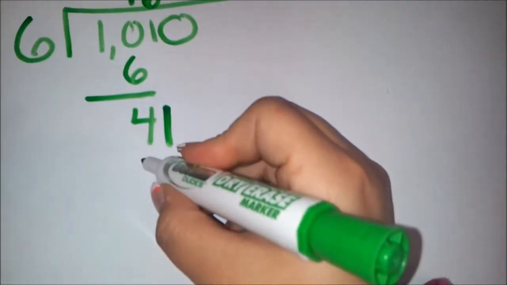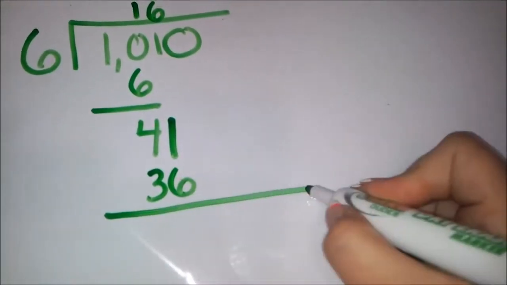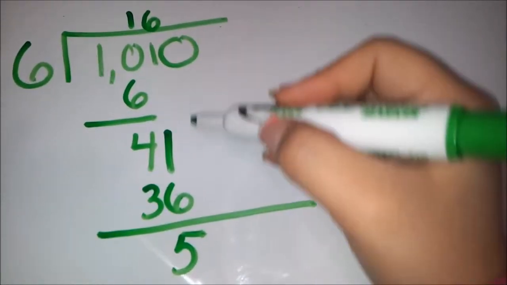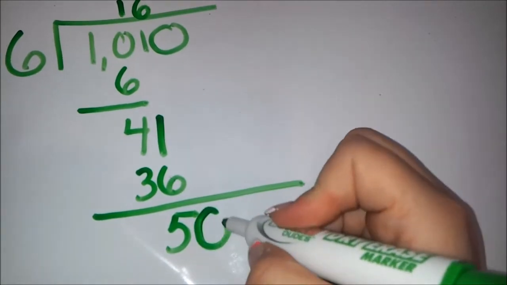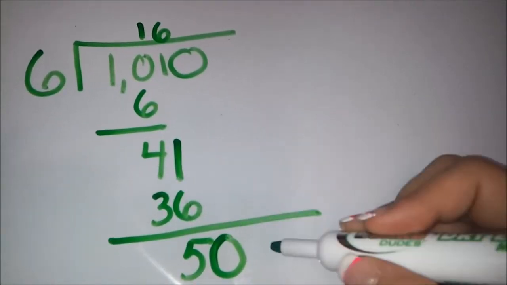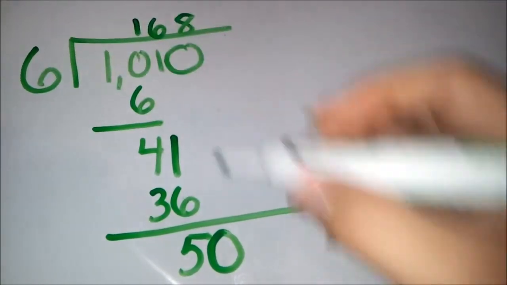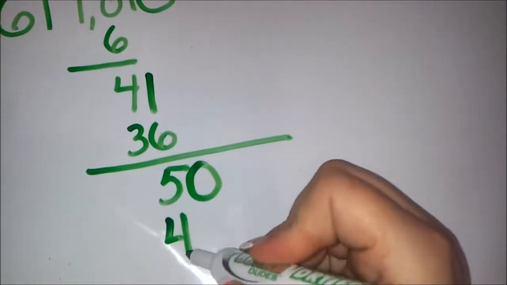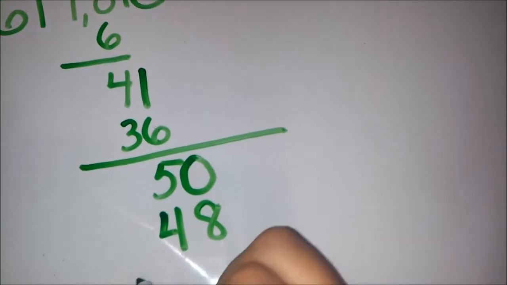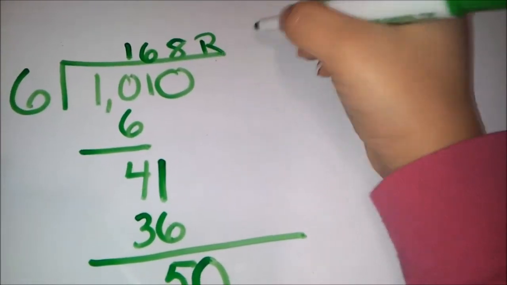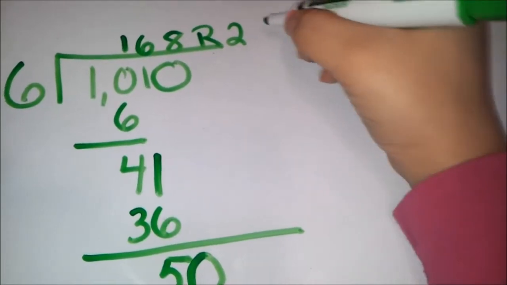6 times 6, that's 36, we know that. Subtract, and we're going to get 5. Make sure you drop down your 0. That answer is 50. How many times does 6 go into 50? We know that's 8. 8 times 6, that's going to be 48. Go ahead and subtract. Your remainder is going to be 2. Remainder of 2, because 2 is smaller than 6.